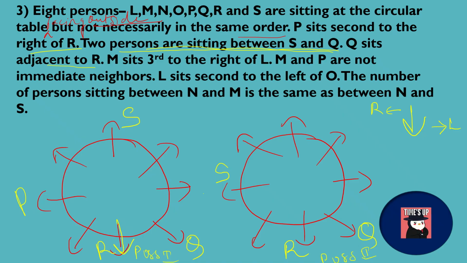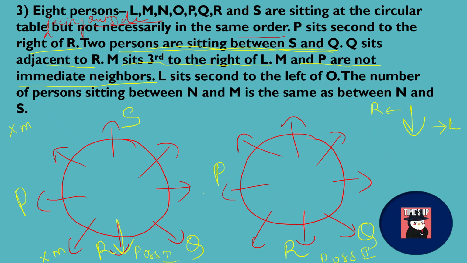Next, M sits third to the right of L. M and P are not immediate neighbors, which means M cannot be placed here. Correct? In the second possibility, where is P? I have not placed P only. Oh, sorry guys. Here should be P.